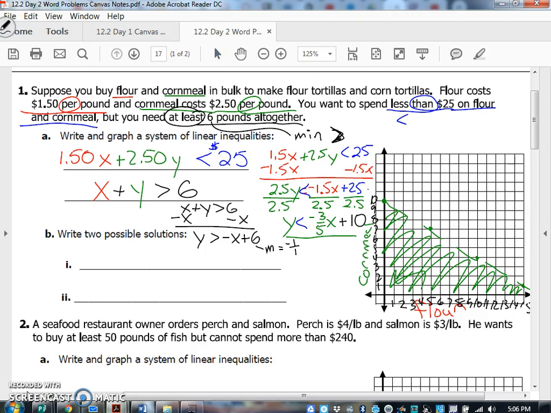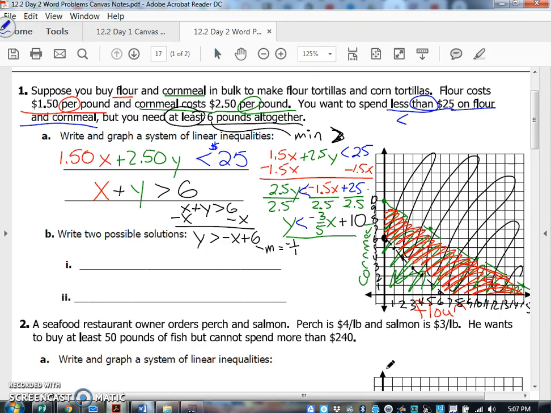For the other equation, my y-intercept is (0, 6). I'm going to go down 1 and to the right 1, and continue to do that. Again, a dotted line, and I'm going to shade above, which means my double shaded region is what I'm doing in red right here. That means any combination of flour and cornmeal within that red area would be a solution.